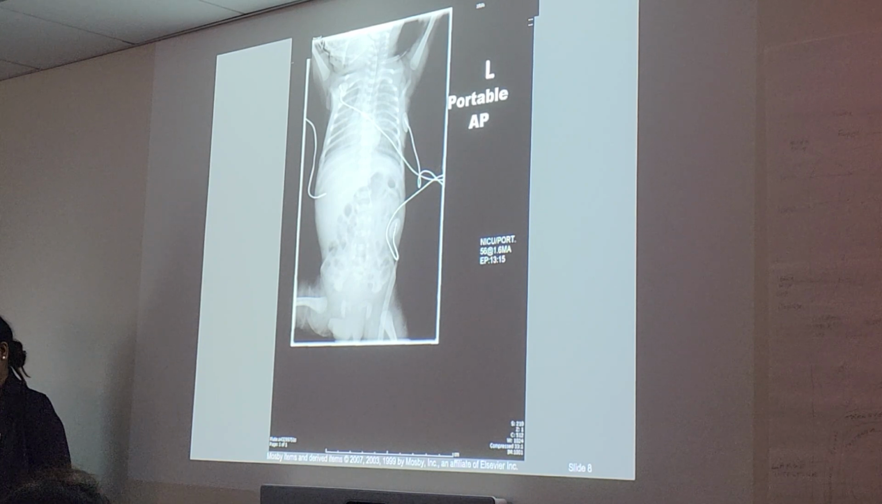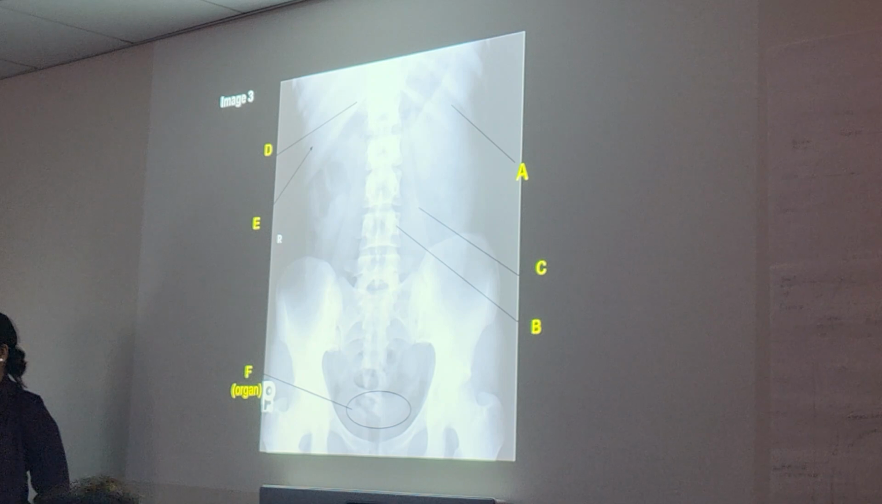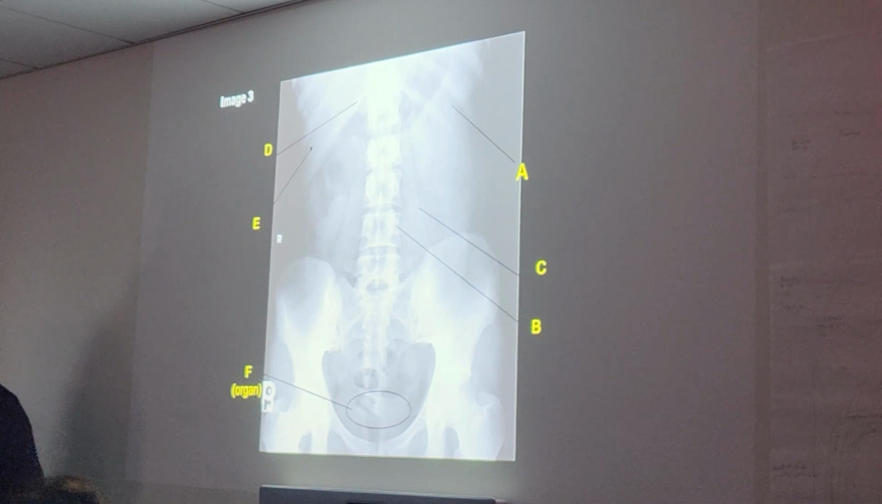So y'all are getting the idea, right? I think we got it. Okay, let's test your knowledge. What is A? What is B? Anyone? It's the soft tissue of the abdomen.